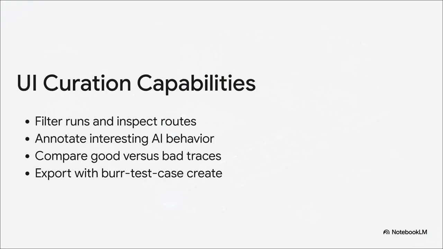But this UI isn't just a passive viewer. Engineers use it as an active curation tool. You can filter runs, inspect weird routes, label specific AI behaviors, and compare good versus bad traces side by side. But here is the absolute game changer. You can export these captured state snapshots. Using the Burr test case create command line tool, you can turn a historical production trace into a deterministic, repeatable regression test in PyTest. You're literally converting observed anomalies into permanent testing evidence, and you don't even have to hit those expensive external AI APIs again to do it.